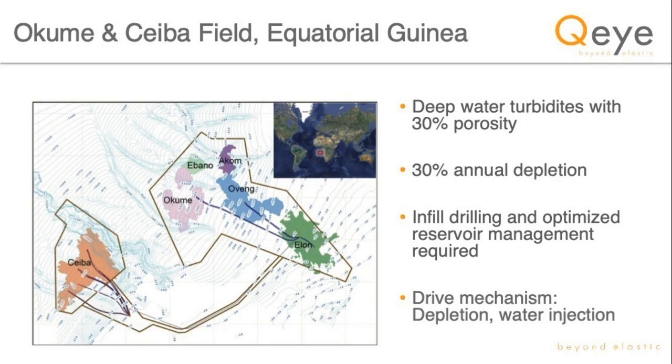It's deep water turbidites with very high porosity, up to 30%. But really the critical part here is that the depletion is 30% annually. So this really requires quite aggressive drilling and optimization for the reservoir to make sure you keep up production. And that was the background for this 4D project. The drive mechanism is depletion and some water injection.